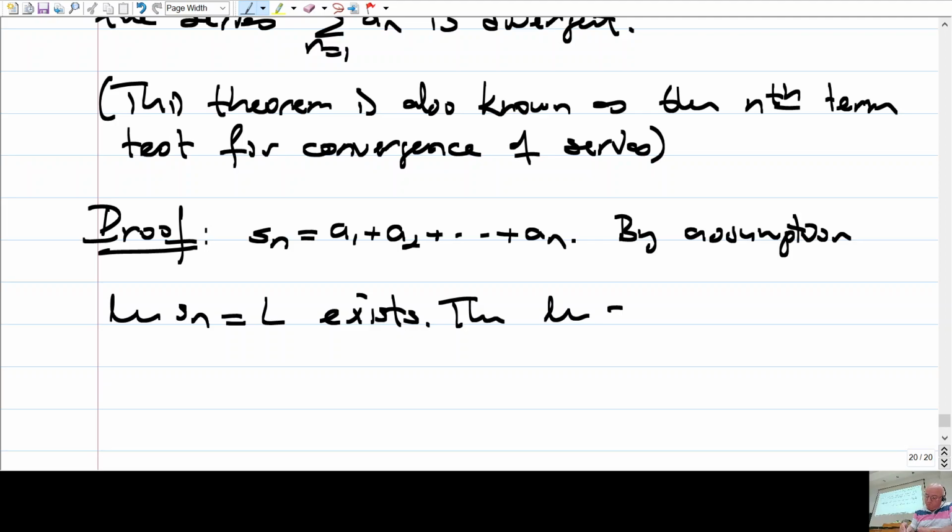But then, what is the limit of S_(n+1)? If a sequence goes to L, if you shift the sequence 1 unit, then it will converge again to L, right?